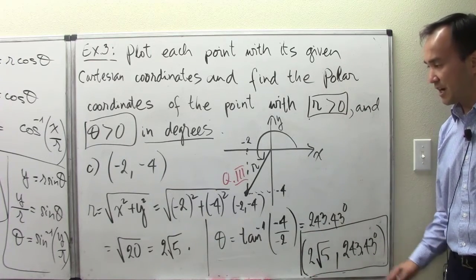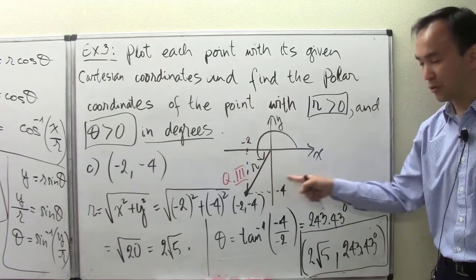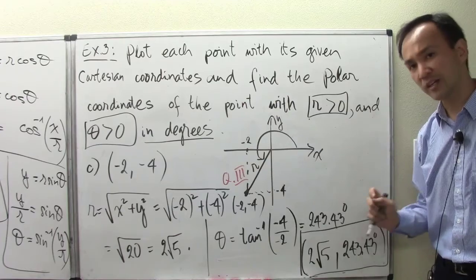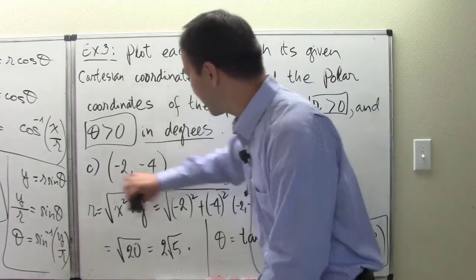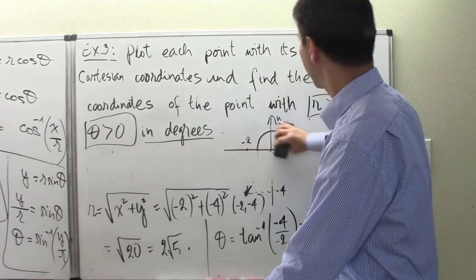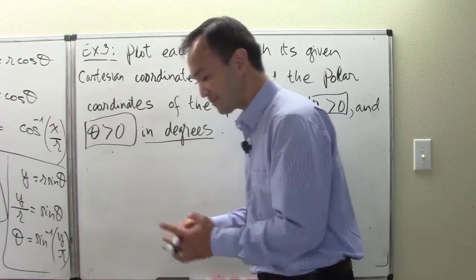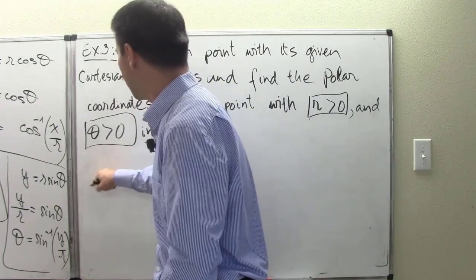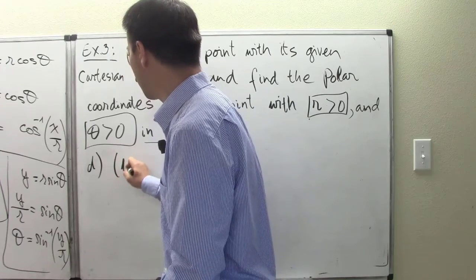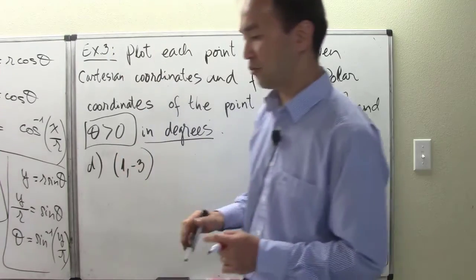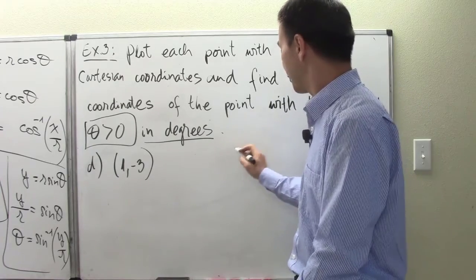All right, so now let's do one more problem in this particular example where we have a point in the 4th quadrant, to see what kind of treatment we have to apply for this. All right, so now I'm going to erase this. Now let's look at question D right here. The point that we're looking at here is (1, -3).